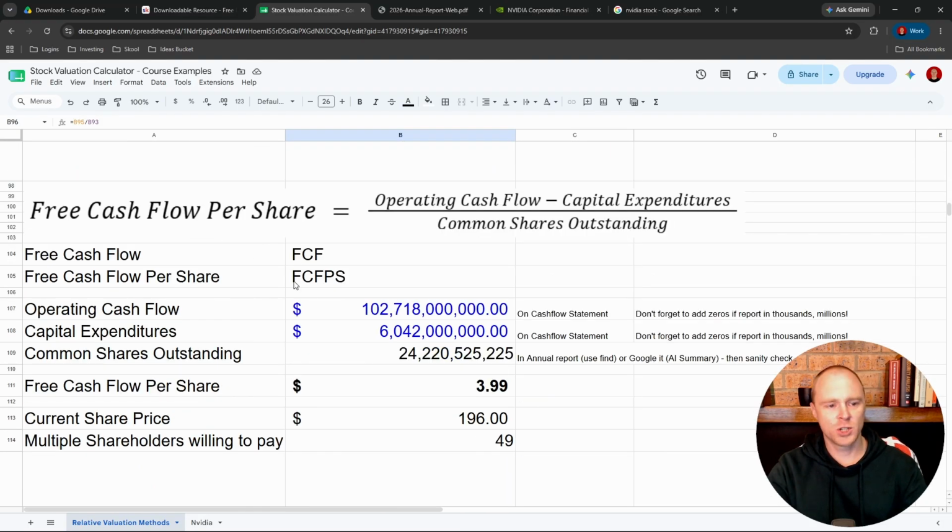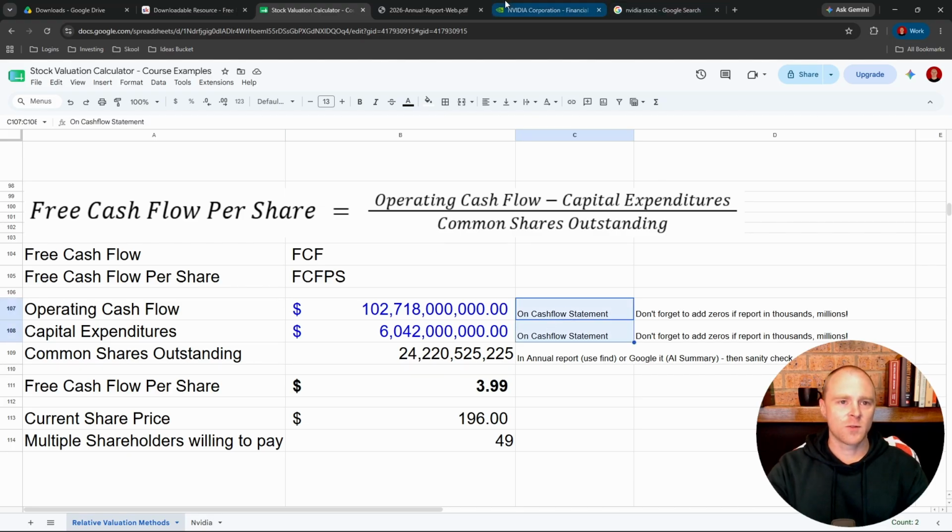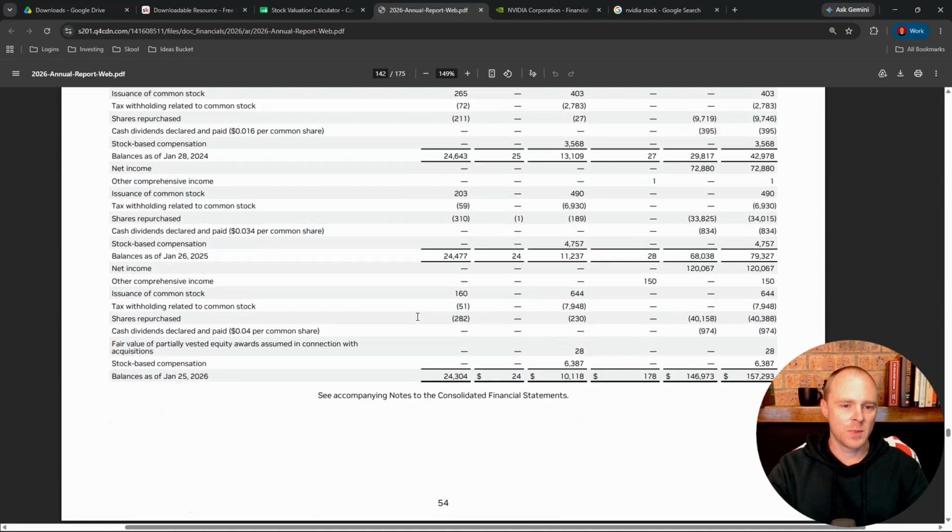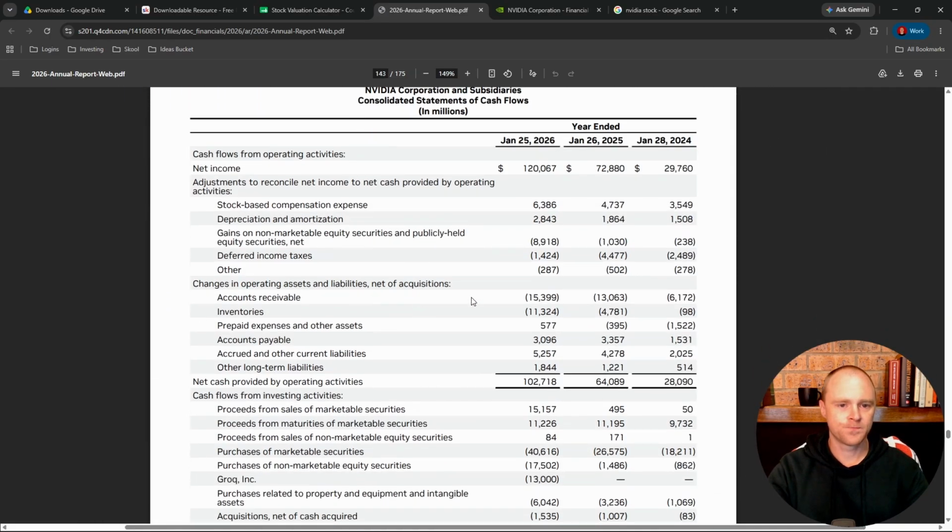Now, free cash flow per share. This is a critical one because we're going to be using this in our DCF model as well, our intrinsic value. All it means is we grab the operating cash flow, then minus capital expenditures. So where do we get those figures? On the cash flow statement. So let's jump back into the annual report.